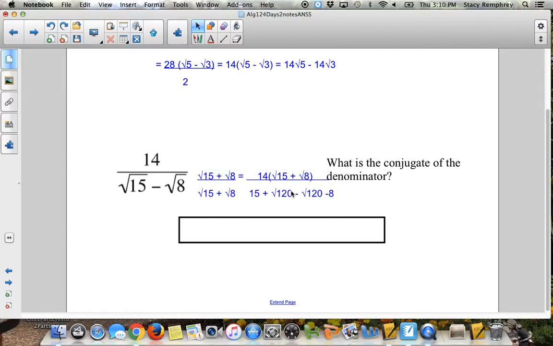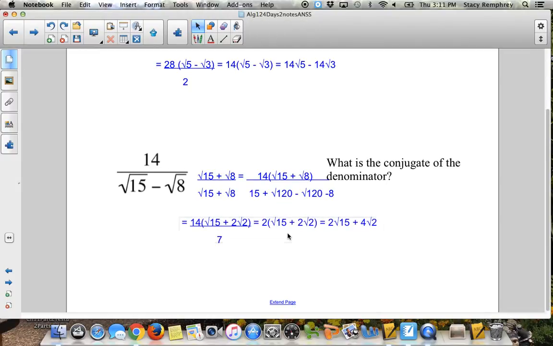Down at the bottom, same idea, multiplied by the conjugate. So in this one, it was subtraction, so over here, it's addition. Again, I multiplied it out and got to this answer here. Over here, the root 8 became 2 root 2 in that it simplified.